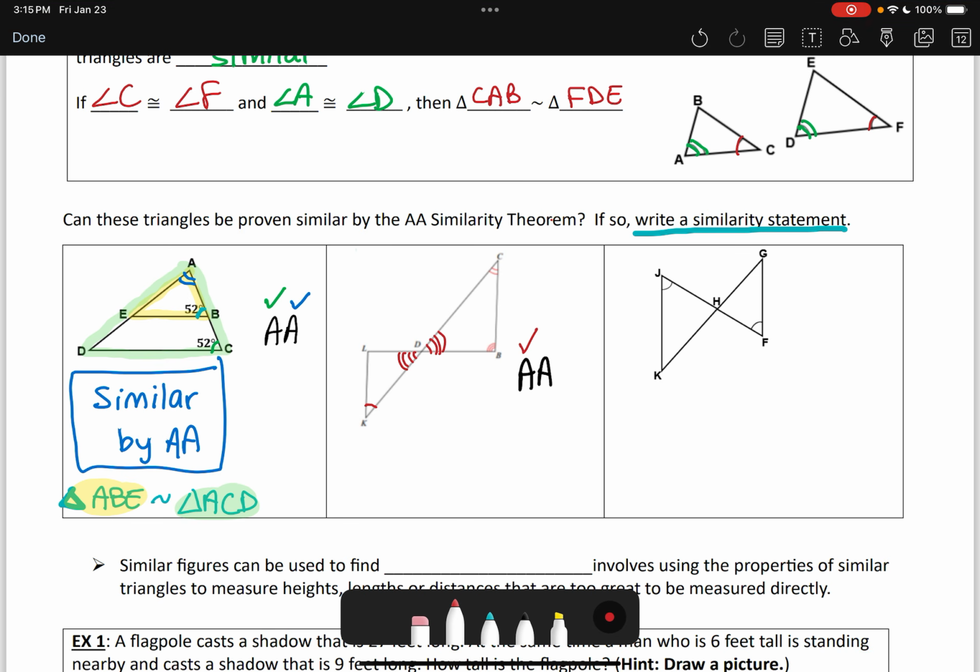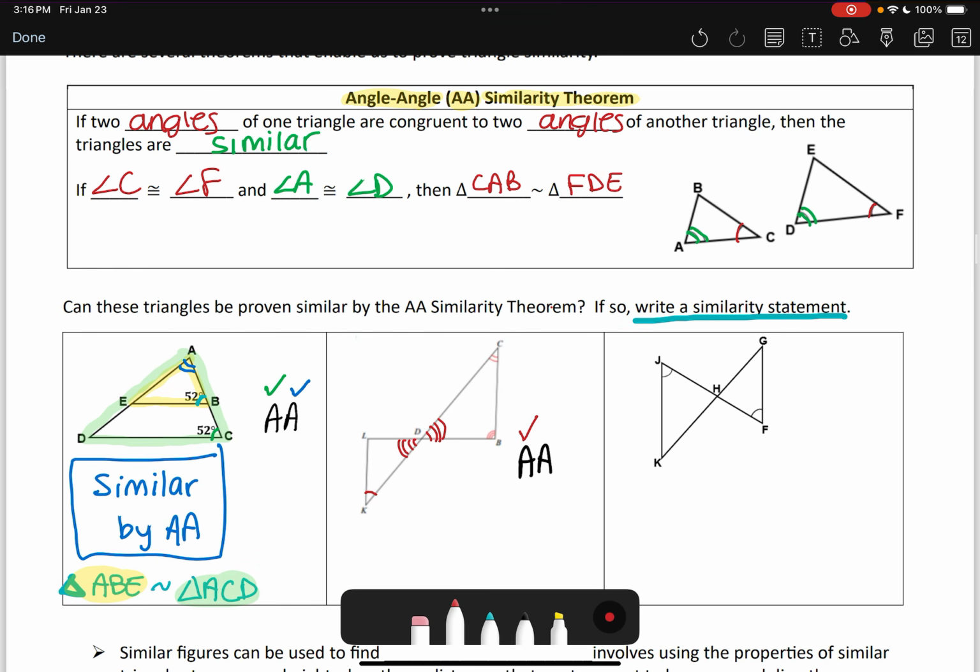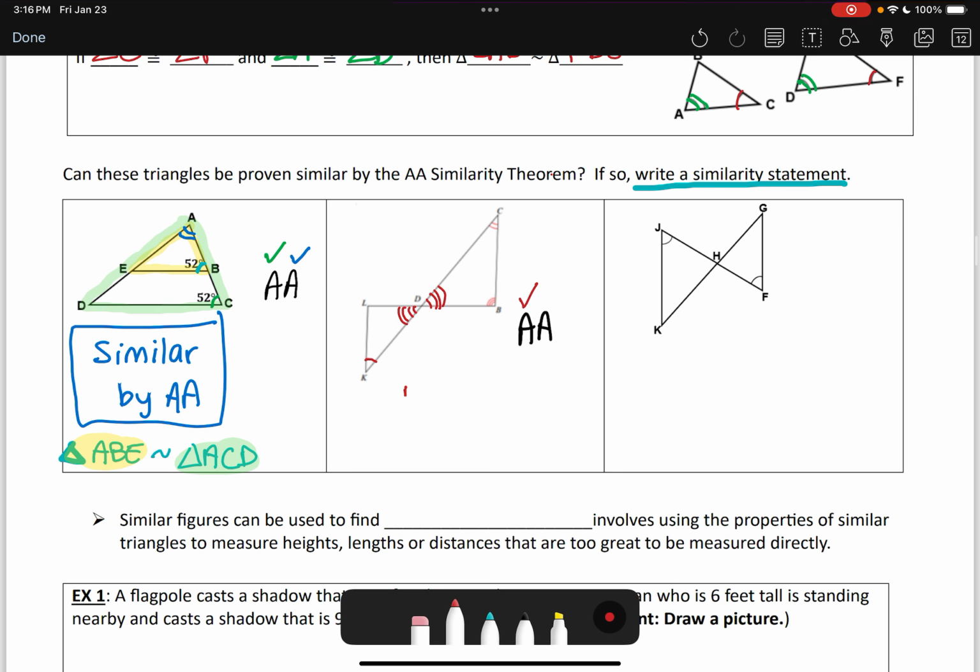So that takes care of one pair of congruent angles, but it remains to see that we have a second pair. So we do not have a second pair of congruent angles. In this case, the triangles are not similar.